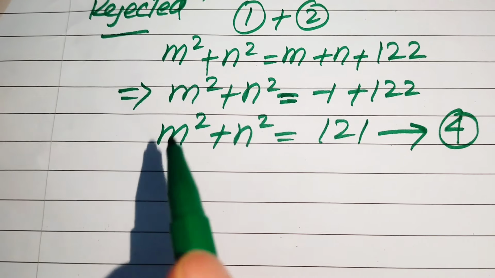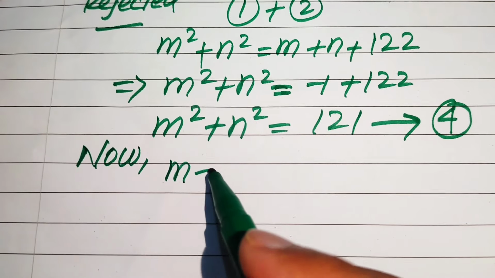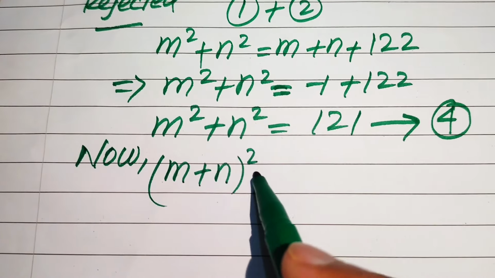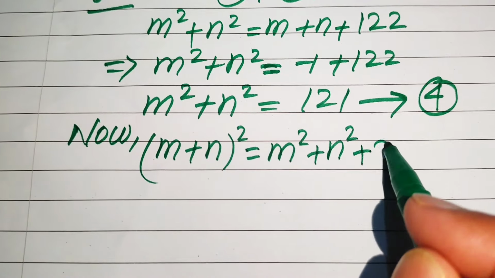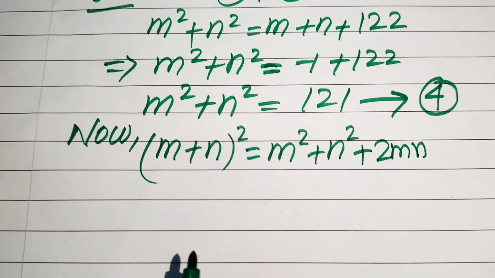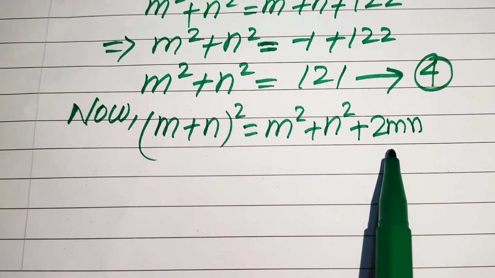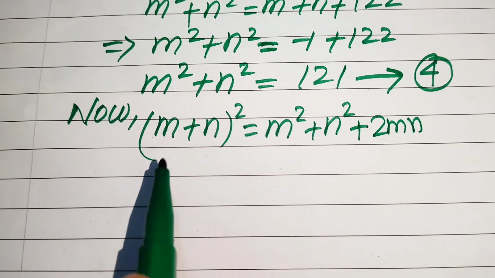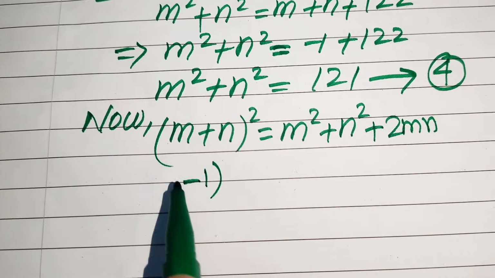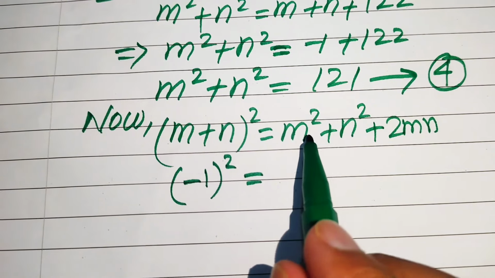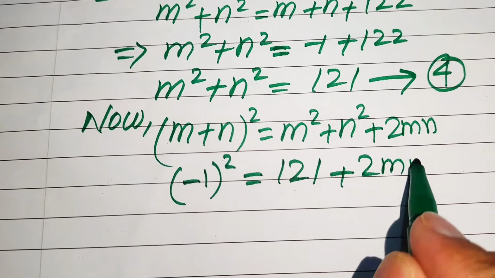Now in the next step we know the nice square identity, written as m plus n whole square equals m square plus n square plus 2 times m into n. Here we substitute the value of m plus n and m square plus n square, and we get the value of m multiplied by n. We have m plus n is minus 1, and we put this value here, so it is written as minus 1 square, and the value of m square plus n square is 121, plus 2 times m times n.